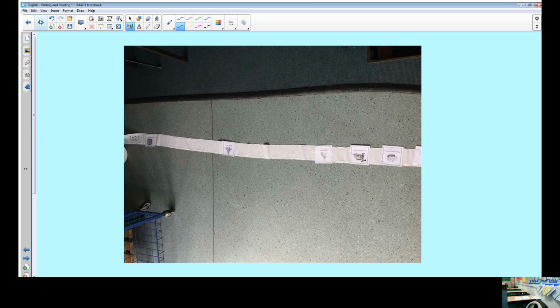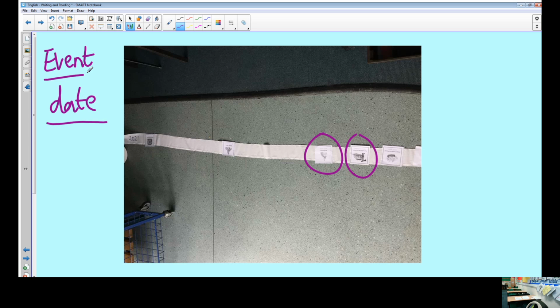So if you have a look at your templates, you should have some little squares that look like this, and on each square you've got a significant event and you have a date to follow. Okay, so with your adults at home, or those of you that are very, very good at maths, you can have a look at constructing your own timeline.